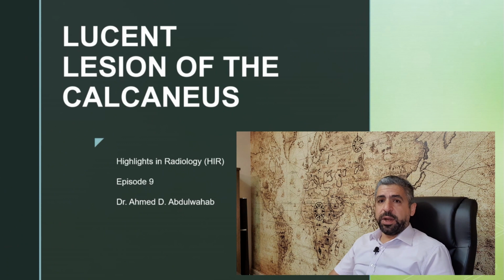calcaneus. We know that the calcaneus is the largest bone of the tarsal bones, and sometimes we come across X-rays that have a lucent lesion involving the calcaneus bone. So what is the possible differential diagnosis in this condition? We will divide them into two groups: first, the common, and second, the uncommon. So let's start with the common group.